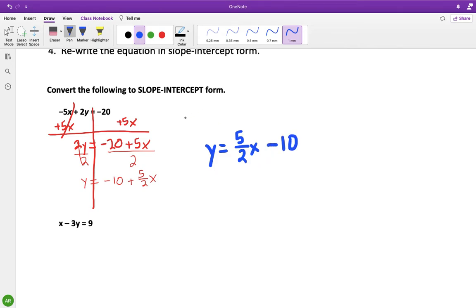Okay, so now we have an equation in slope-intercept form, so we know our first point on the graph is going to be 10 below the origin, and our slope is going to go up 5, right 2. All right, there's our first example.